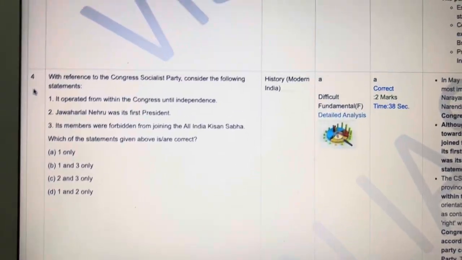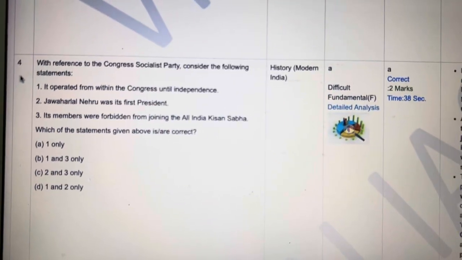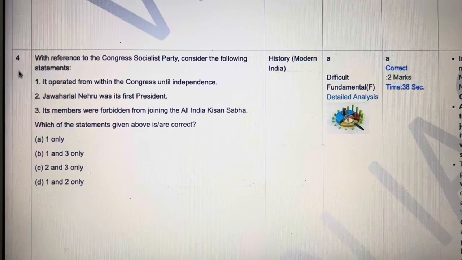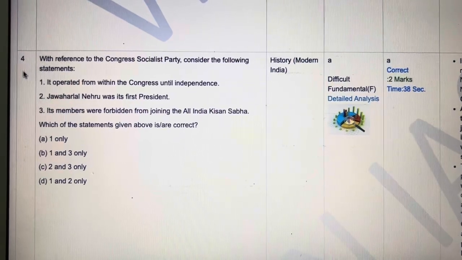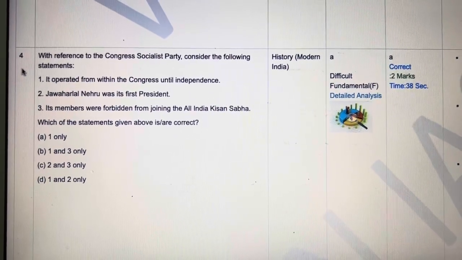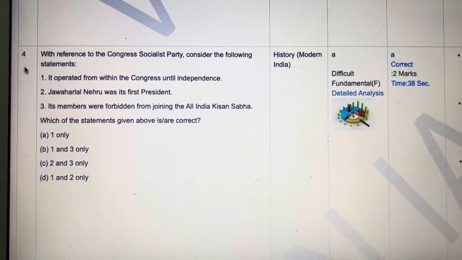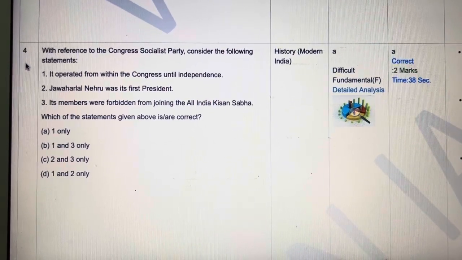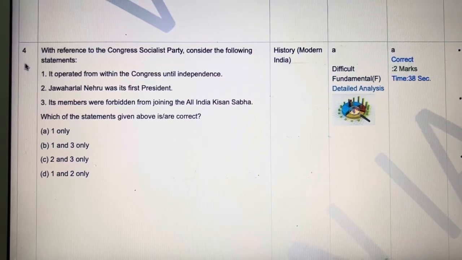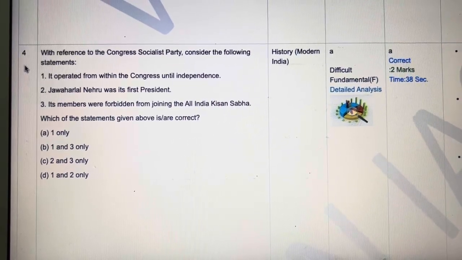With reference to the Congress Socialist Party, consider the following statements. 1. It operated from within the Congress until independence. 2. Jawaharlal Nehru was its first president. 3. Its members were forbidden from joining the All India Kisan Sabha.